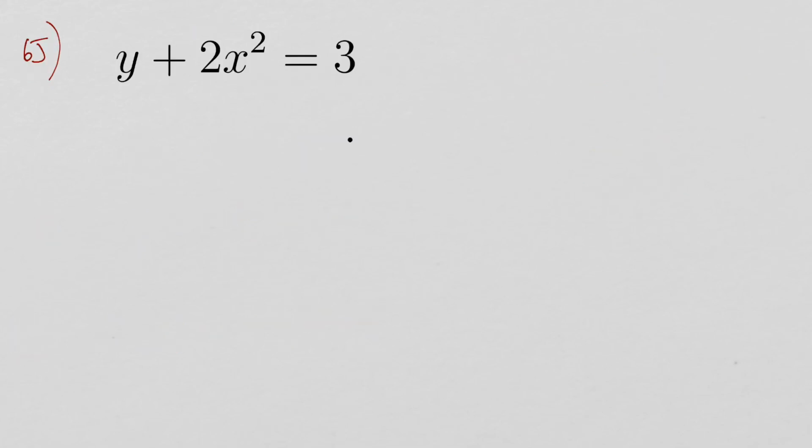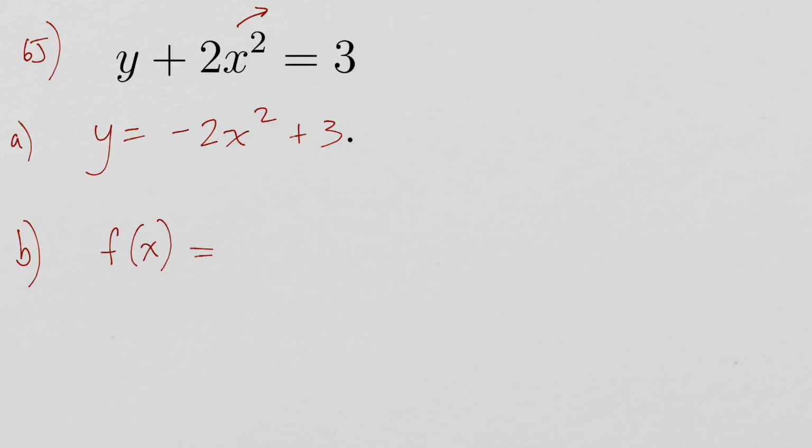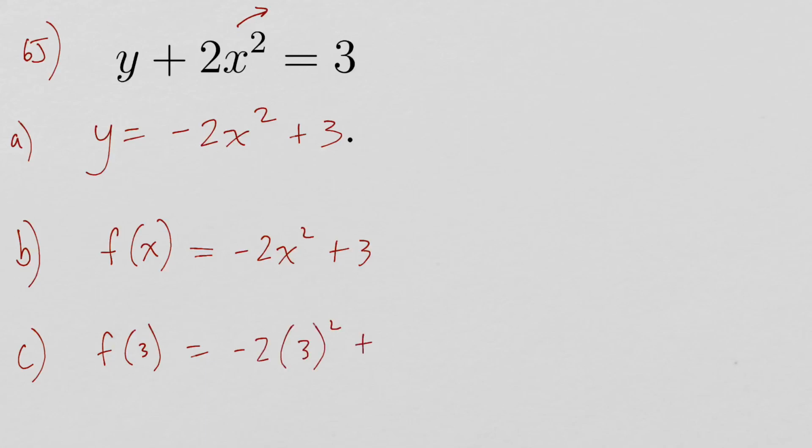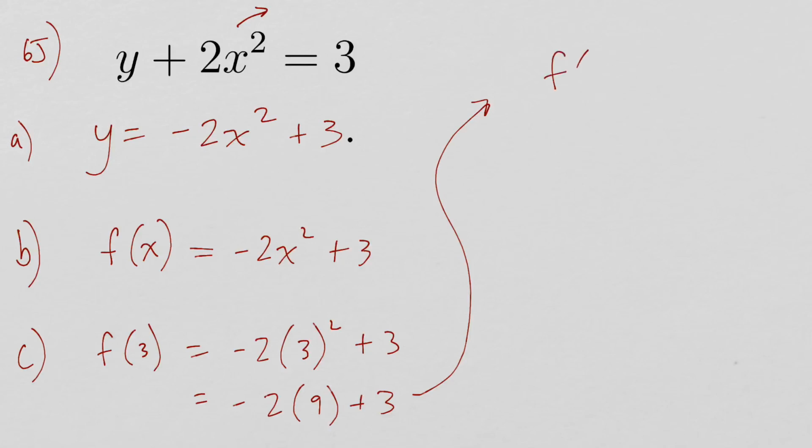Number 65, we're going to start by solving for y. So we have y is equal to negative 2x squared plus 3. Now that's part A. Part B is changing this into function notation, so we simply replace the y with f of x. And part C is we want to find f of 3. Well, that's negative 2 times 3 squared plus 3, or negative 2 times 9 plus 3, which is negative 18 plus 3, which is negative 15.